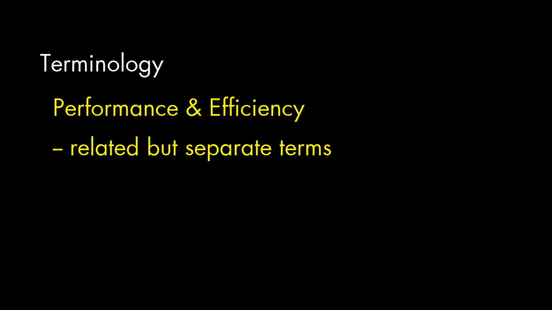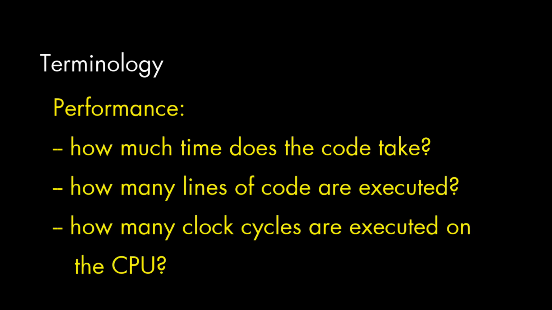First, let's get our terminology straight. In programming, we talk about two related but separate concepts: performance and efficiency. Performance measures how long it takes a program or some part of a program to execute. We might measure that in time, in seconds or milliseconds, for example. Or if we're worried that the time measurement can get thrown off by external factors not related to our program, we might measure in terms of how many lines of code get executed or CPU clock cycles, something like that.